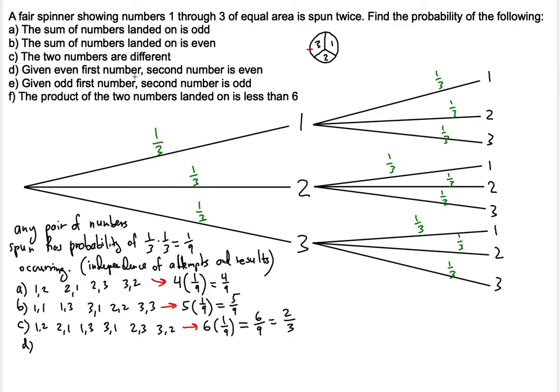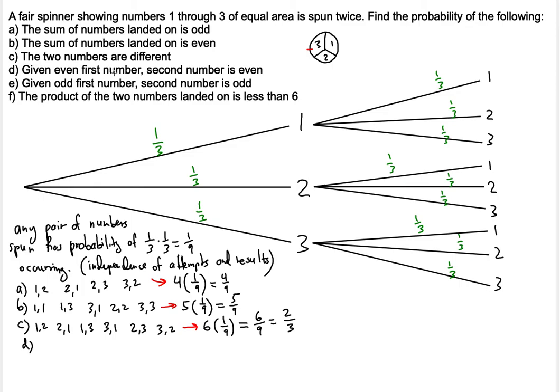Given even first numbers, the second number is even. So given even number, the second number is even. Now note that since these attempts are independent, right? The second attempt is independent of the first. It doesn't matter what you spin first, right? Because what you spin after will be independent of the first number that you get. You can get a 1, you can get a 2, you can get a 3.